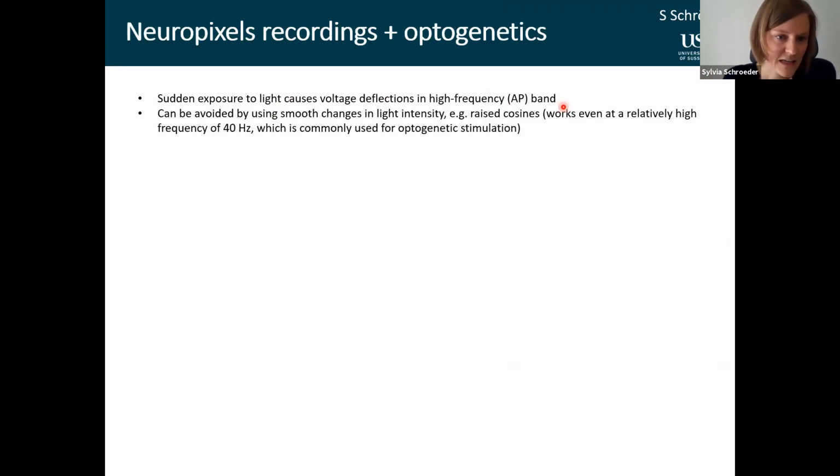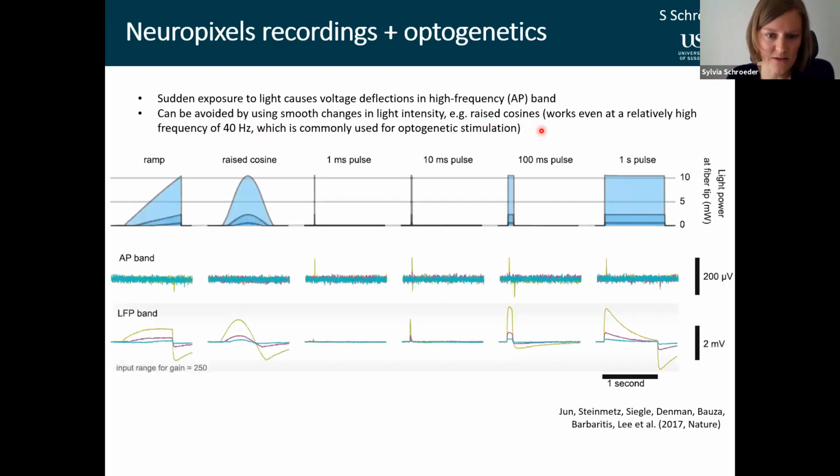However, there is a trick to avoid this, namely if you, instead of having a step change in the light, use smooth changes in the light intensity, for example, raised cosines. And this even works for very high frequencies, which are usually used for optogenetics. So if you want a 40 Hertz light stimulus to activate or inactivate your neurons, this is possible using these raised cosines without getting any artifacts on your probe, or at least in the high frequency channel.